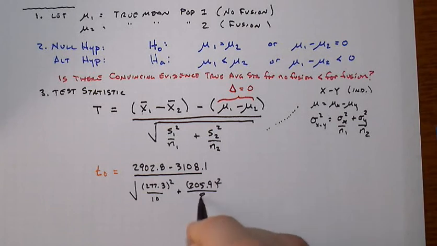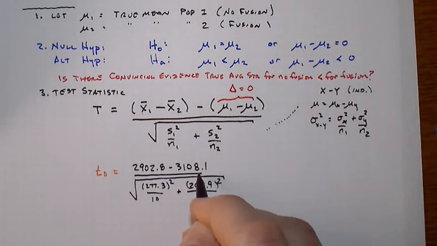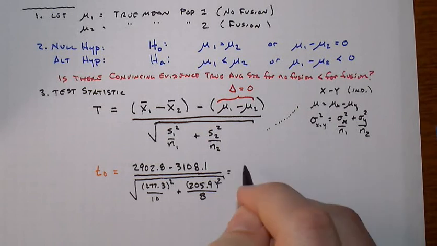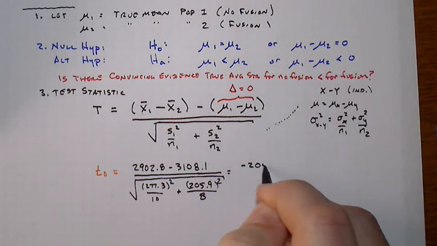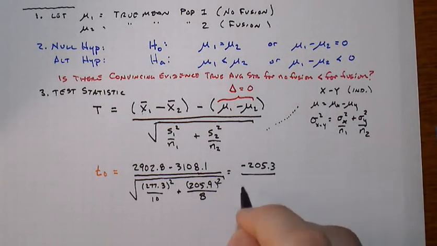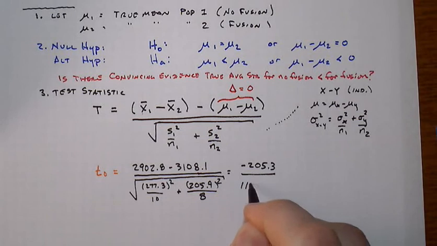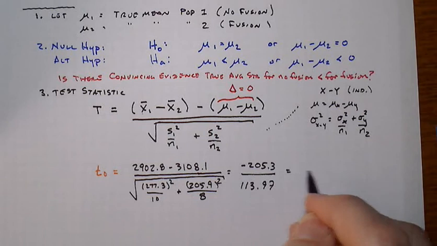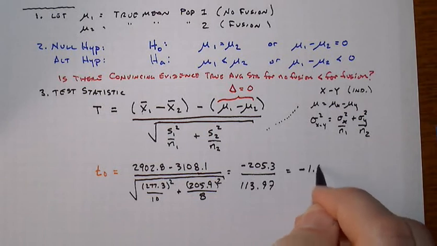Now note, the 10 and the 8, the sample sizes, are not squared. Easy to make a mistake if you're processing this by hand. And of course you're going to grind this all out, but because we'll be using some of these results later, the numerator is negative 205.3, and the denominator is 113.97, and that equals about minus 1.8.